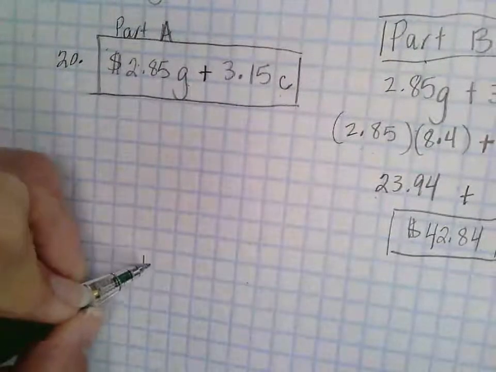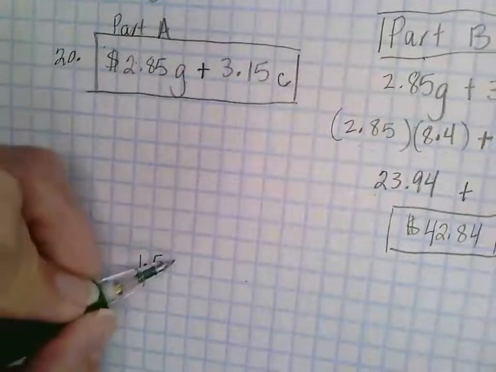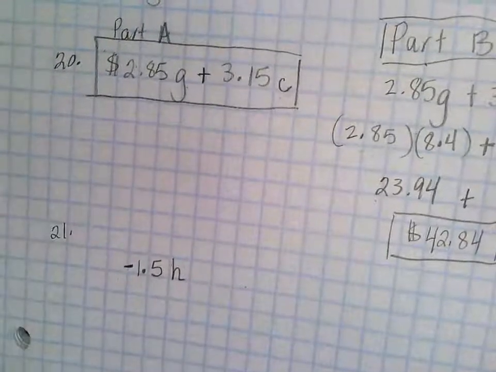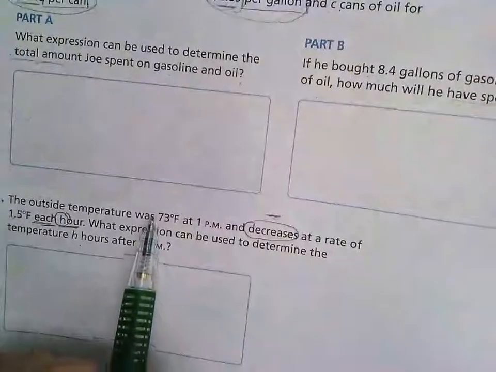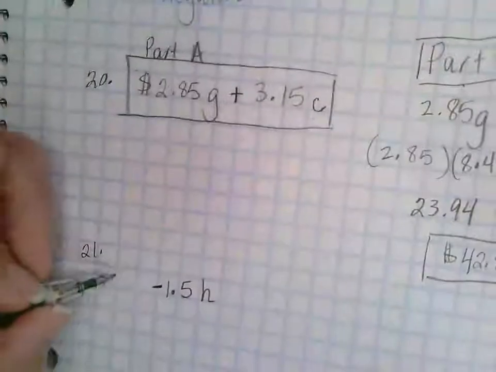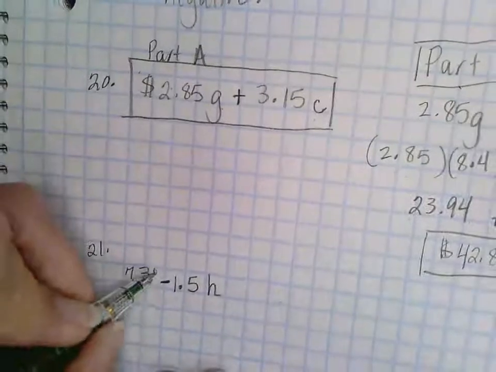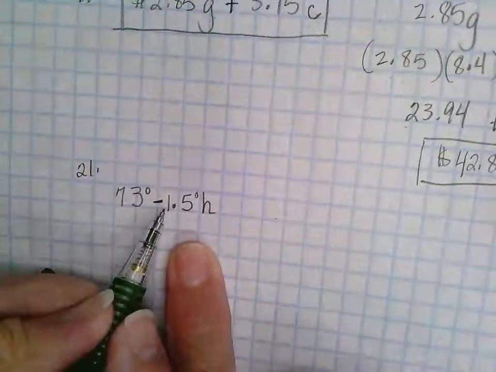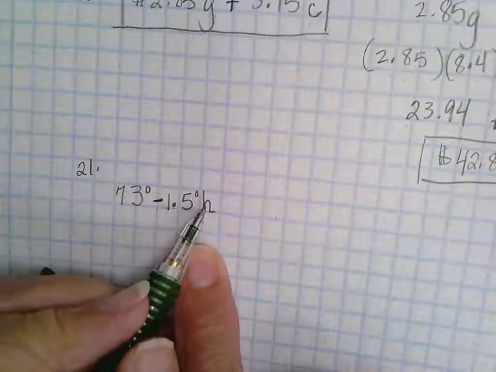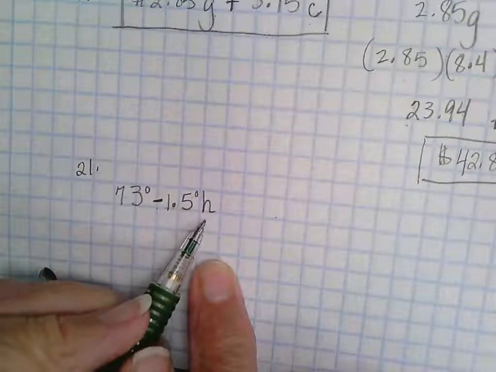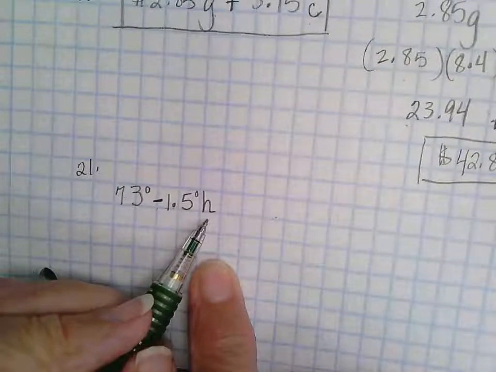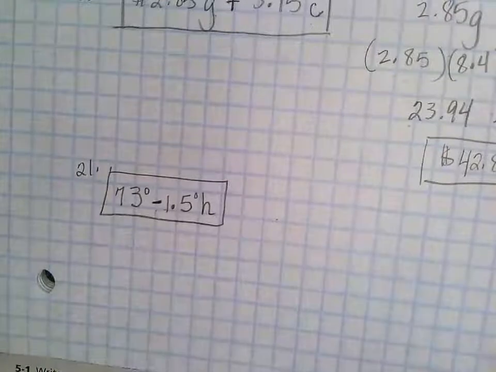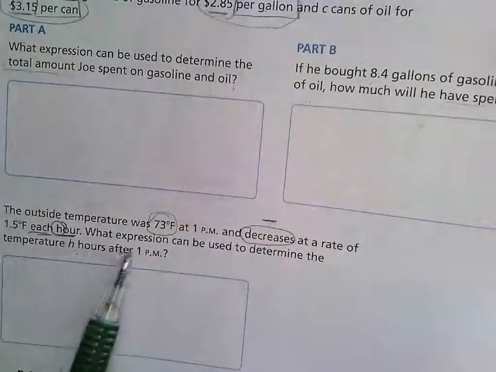So 1 5/10 is our coefficient, h is our hours. We're going to be decreasing, and we are decreasing from a starting point of 73 degrees. So if we take the number of degrees we started with and we subtract 1 5/10 degrees every hour, we should be able to determine the temperature for a particular number of hours. And that's what they want for number 21. What is the expression?